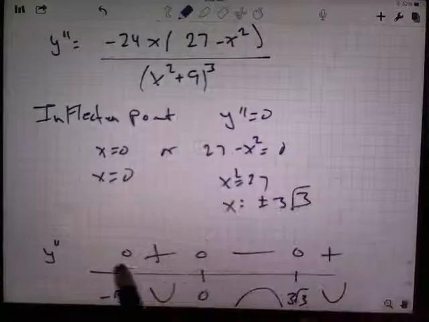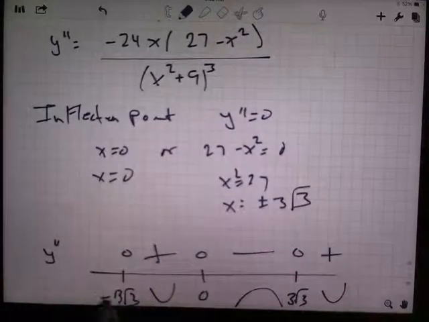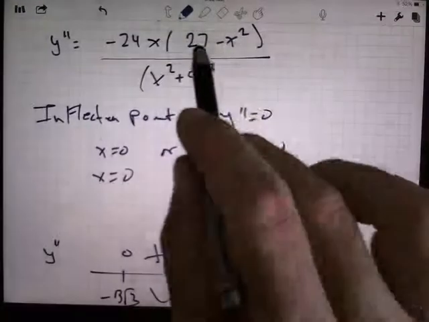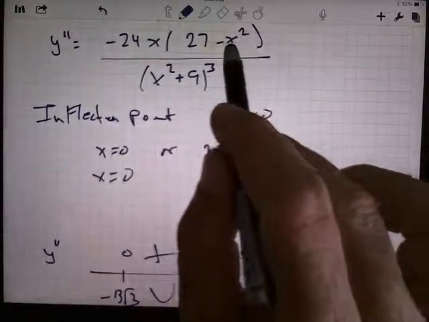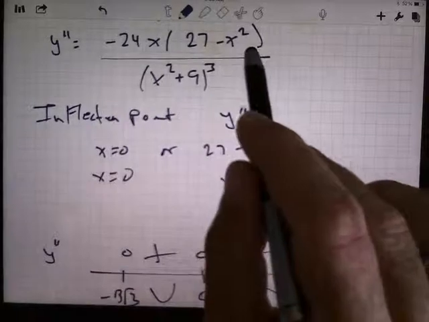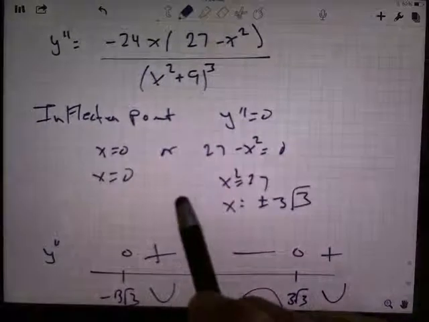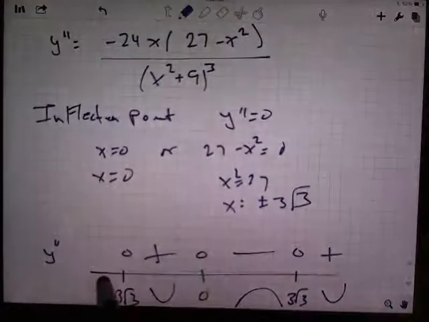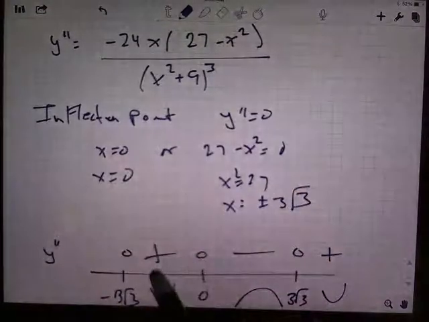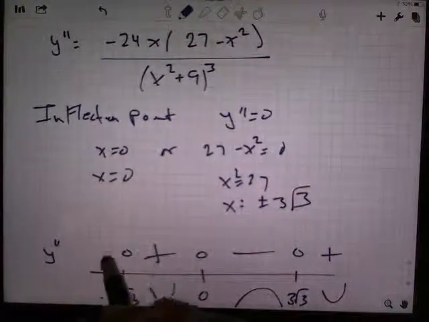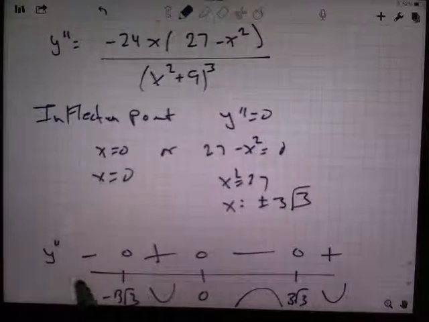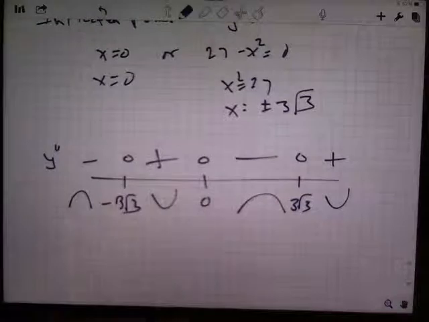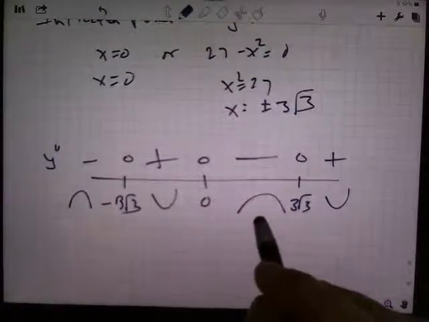And lastly, when you get on this side of the negative 3 radical 3, then this x squared gets big again, and 27 minus that thing is going to be negative. This is negative, that's negative. There's 3 negatives on the top. The bottom is positive. The x squared plus 9 is positive. And so you got negative, negative, negative. 3 negatives multiplied together is negative, and so you're concave down. Right? And so it's concave down, concave up, concave down, concave up.